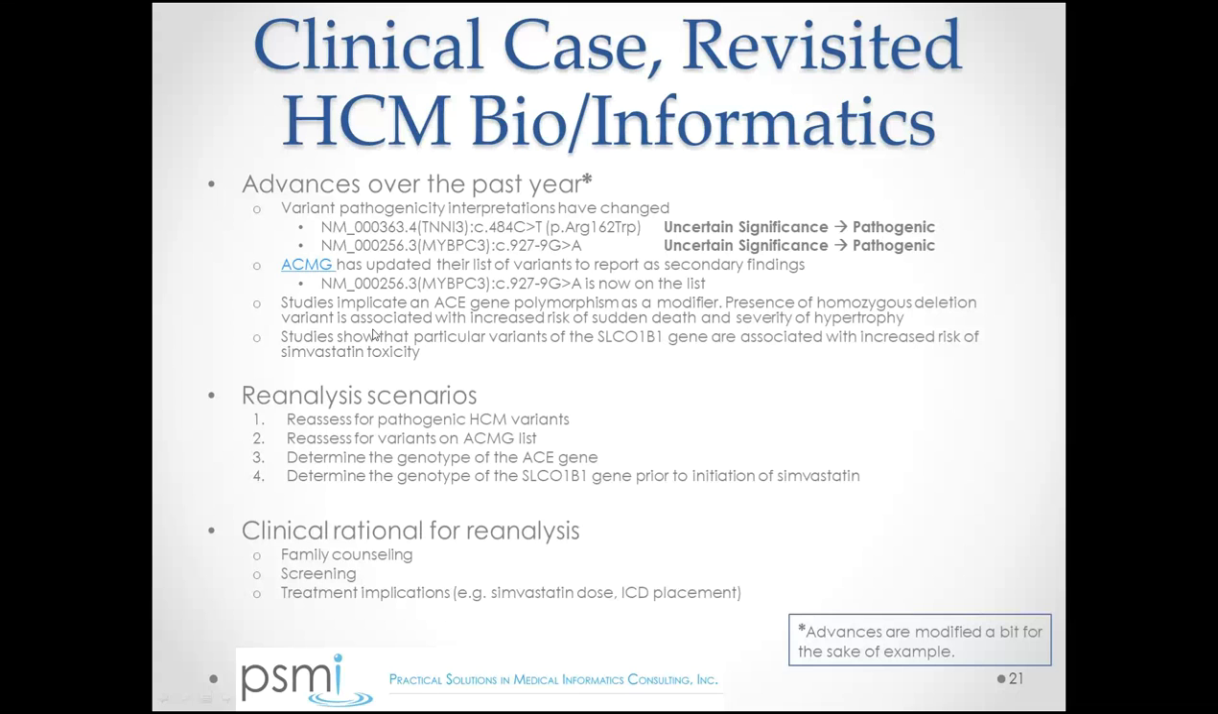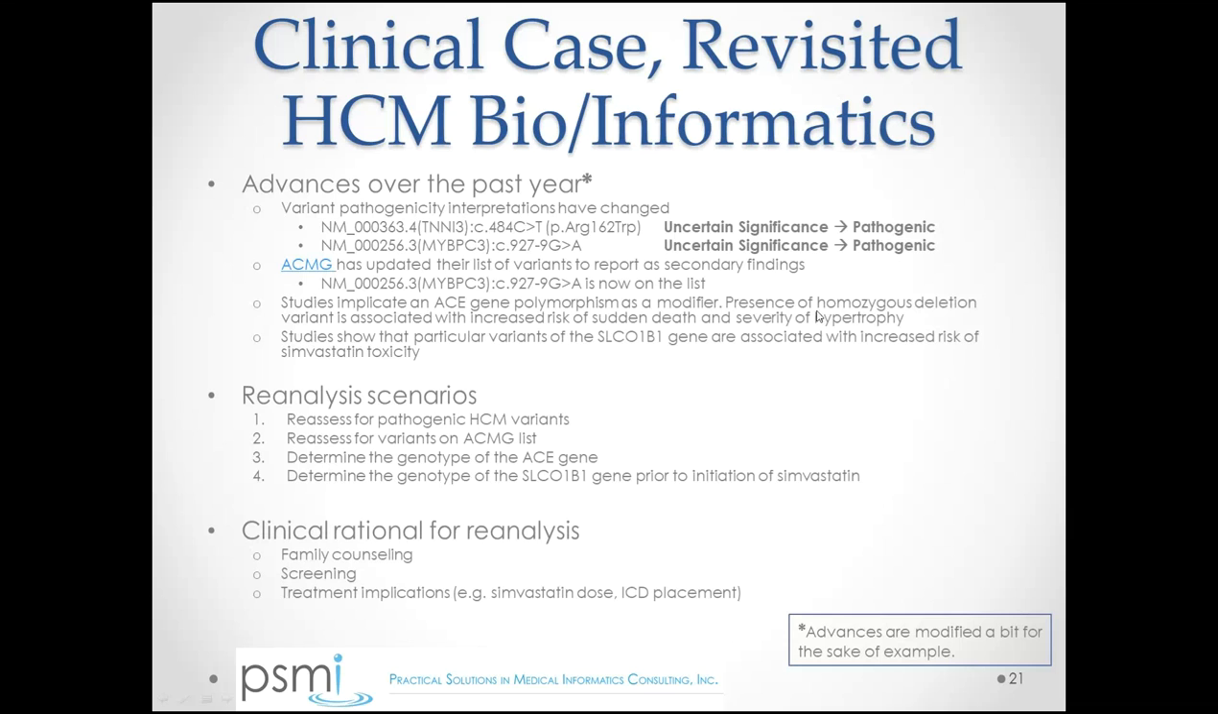We've also learned in the past year that there's another gene. We didn't even know that this gene had anything whatsoever to do with hypertrophic cardiomyopathy. It's like example 4 from the homework assignment. We now know that this is a polymorphic gene. It has polymorphic alleles, and we know that one of them is associated with an increased risk of sudden death and severity of hypertrophy. There's this thing called the insertion-deletion polymorphism in the ACE gene.